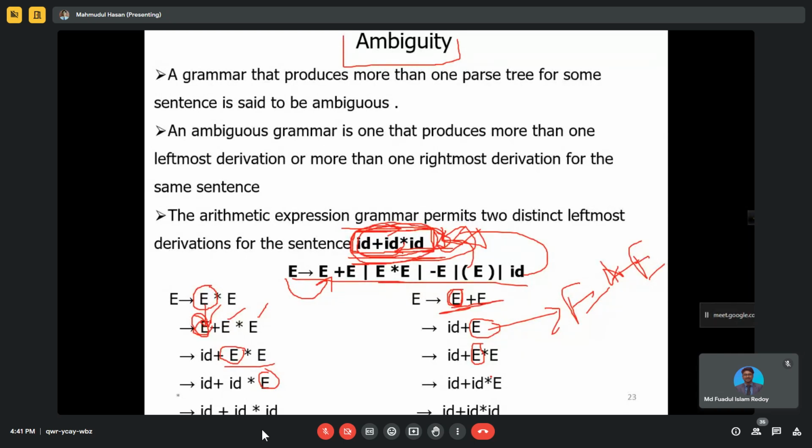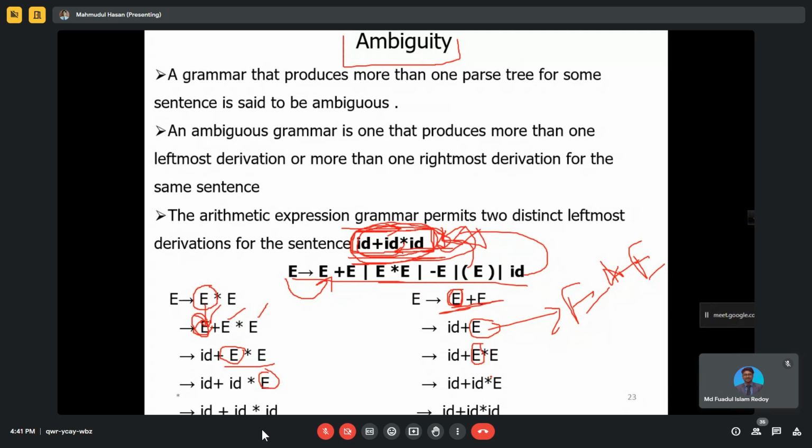Yes, both are correct. Okay, no problem, both are correct, but this is the problem of the grammar. This problem should be removed from the grammar, because if it is possible to generate more than one leftmost derivation, that is a problem of your grammar. So you need to remove this problem from the grammar. By applying this approach, we can test whether this grammar is ambiguous or not.